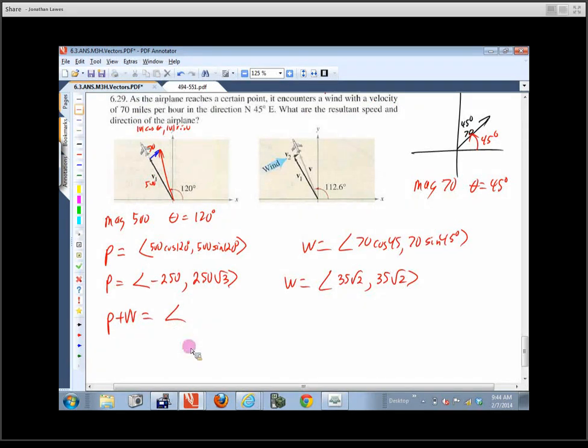If I take the plane and add the wind, I get negative 250 plus 35 radical 2, comma, 250 radical 3 plus 35 radical 2. Now, those are kind of ugly numbers, and we're certainly not going to finish with this. So let's figure out, okay, so this is the resultant. Could you get some decimals for me, please? So I need negative 250 plus 35 radical 2, and I need 250 radical 3 plus 35 radical 2.